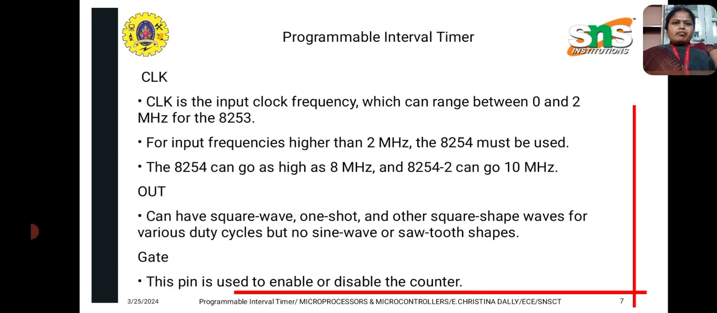What is the purpose of the clock? It is the input clock frequency. The range is between 0 and 2 megahertz for the 8253. If it is higher than 2 megahertz, the 8254 must be used. The 8254 can work at 8 megahertz and can go up to 10 megahertz. It can generate square wave, one shot and other rectangular waves for various duty cycles, but no sine wave or sawtooth shapes. What is the function of the gate pin? It is used to enable and disable the counter.